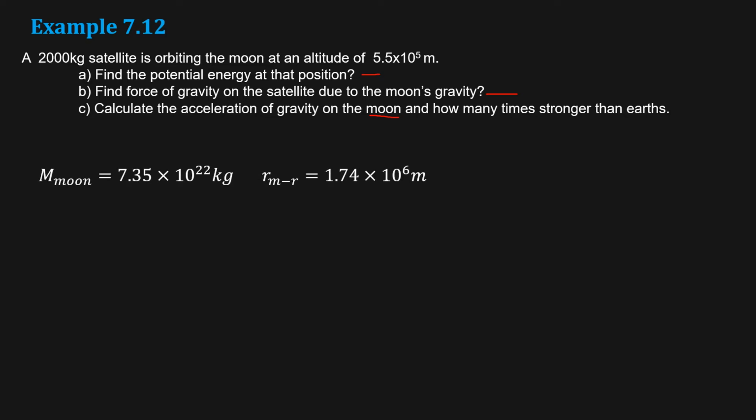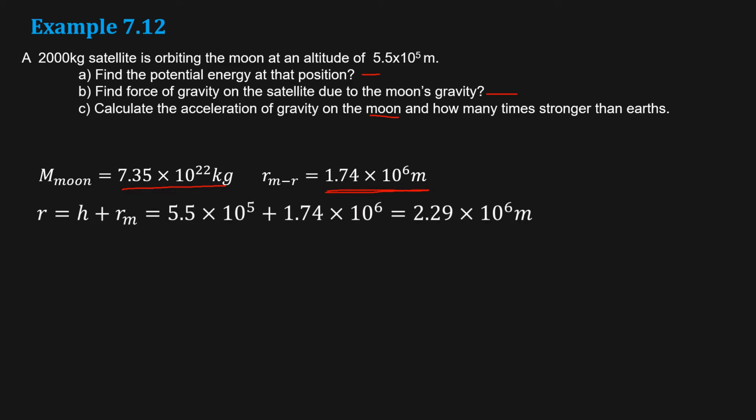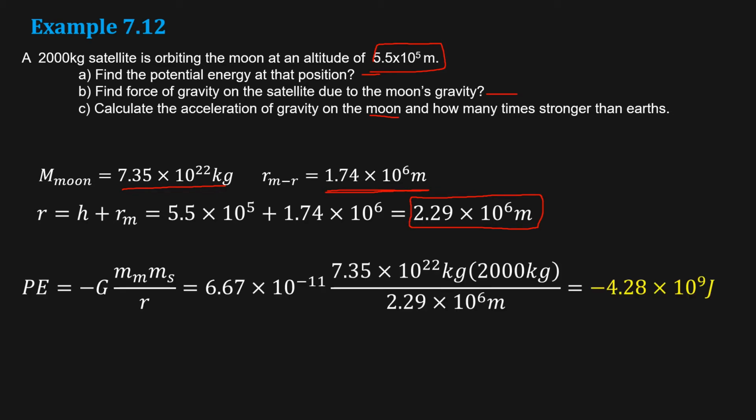Okay, so we have the mass of the moon, which is given in the back of the book, and we have the distance, the radius of the moon. And we can take that and add that radius to the altitude that we're told the satellite is at, and we get an R value of this, which we can use in our equation. Okay, and so we plug everything in and we get the potential energy.